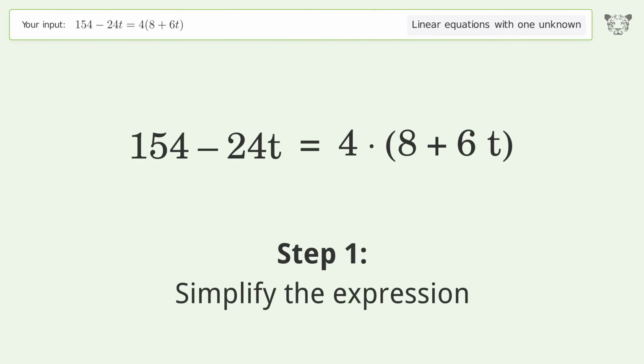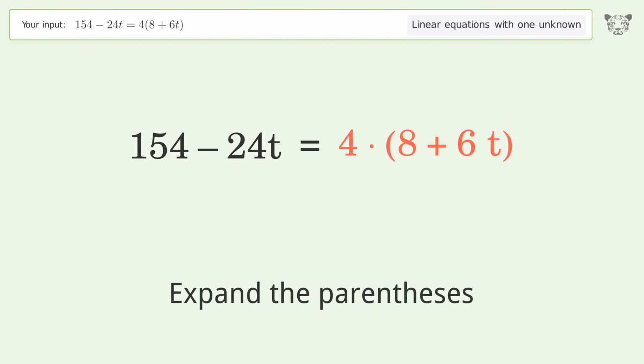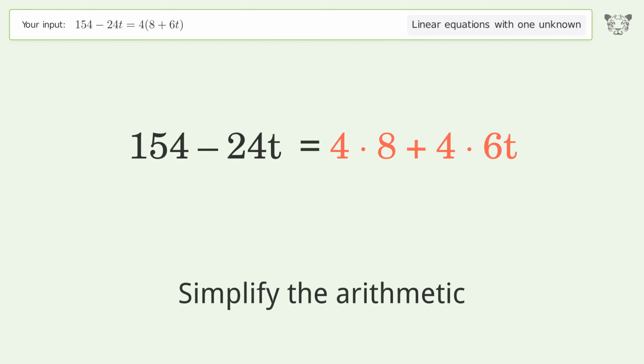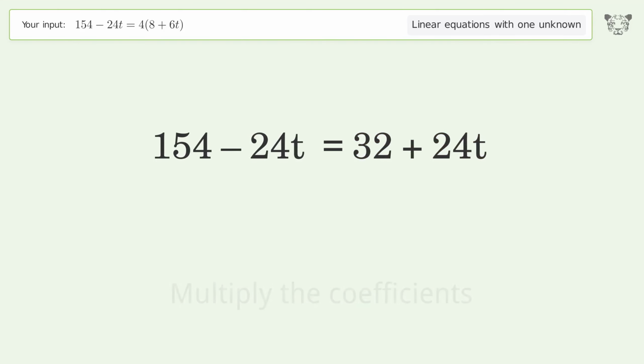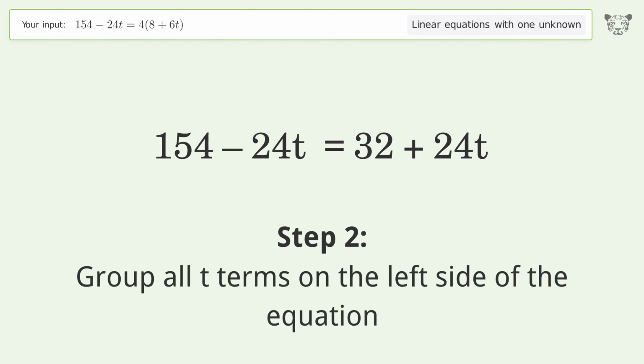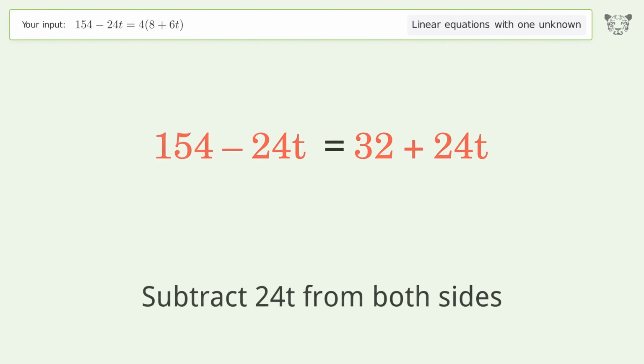Simplify the expression. Expand the parentheses. Simplify the arithmetic. Multiply the coefficients. Group all t terms on the left side of the equation. Subtract 24t from both sides.